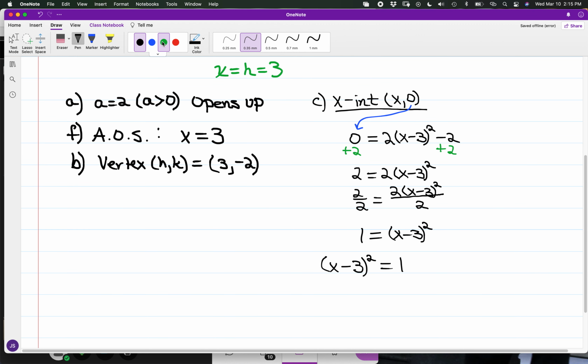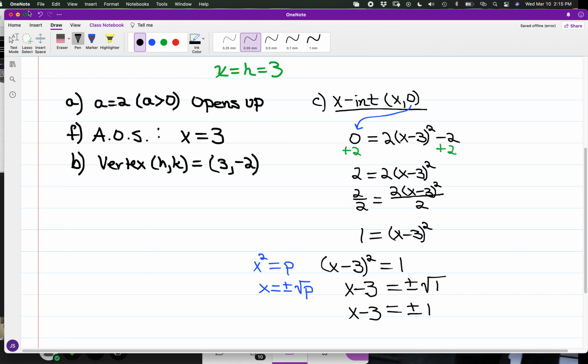And just carrying on with the square root property of equality. That property states that if x squared is equal to p, then x is equal to plus or minus the square root of p. Here we have x represented by x minus 3, which is squared. And if I go from second order to first order, x minus 3 is equal to plus or minus the square root of 1. So x minus 3 is equal to plus or minus 1.